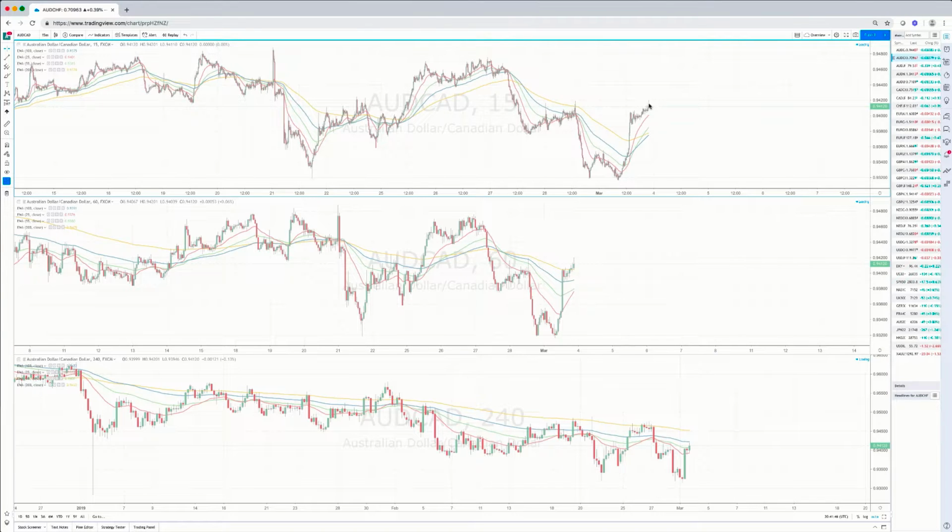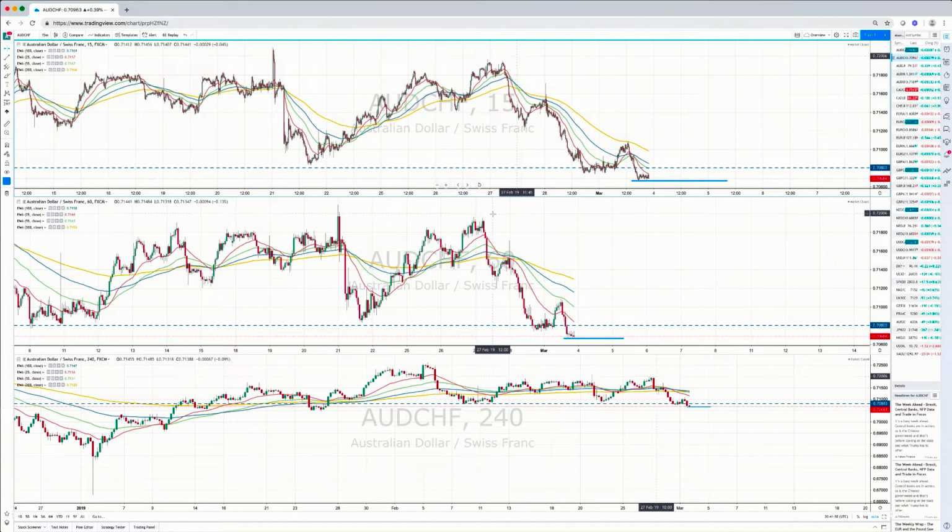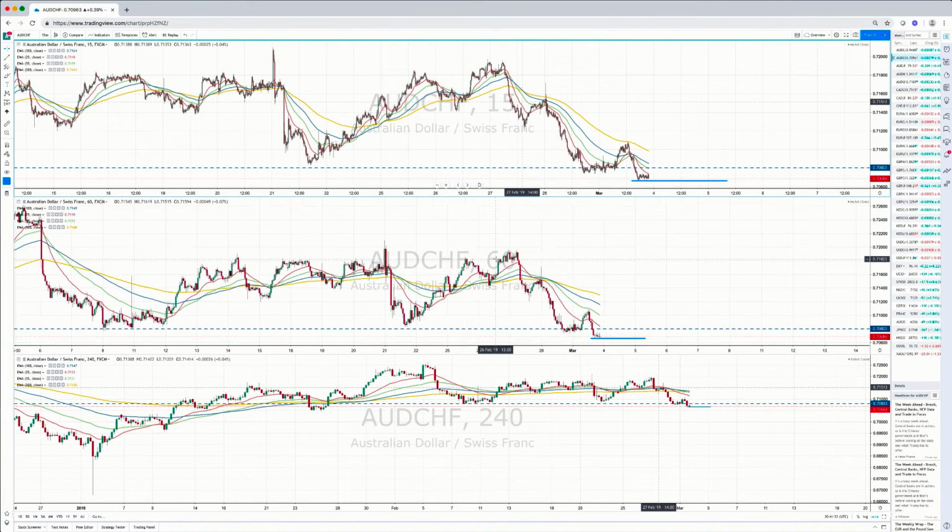Moving on to the Aussie Franc, eventually when it loads. So the Aussie Franc for me represents a relatively good trade here. As we can see, we've got some momentum in the markets. You can see the 15-minute chart is trending to the downside, which is fantastic. The 1-hour chart as well.